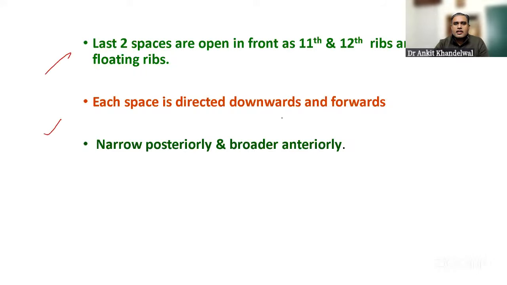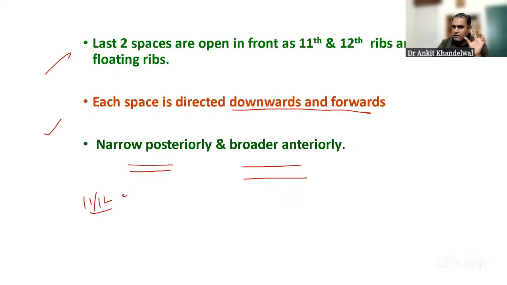Each space is directed downward and forward. Intercostal spaces are narrow, meaning the space is narrow posteriorly and anteriorly it is a bit wider. Why? Because the 11th and 12th ribs are present posteriorly only. So we have more ribs posteriorly, while anteriorly, how many ribs reach? Only 10 ribs reach. But sir, why? Because the 11th and 12th are floating ribs. They don't even reach anteriorly.